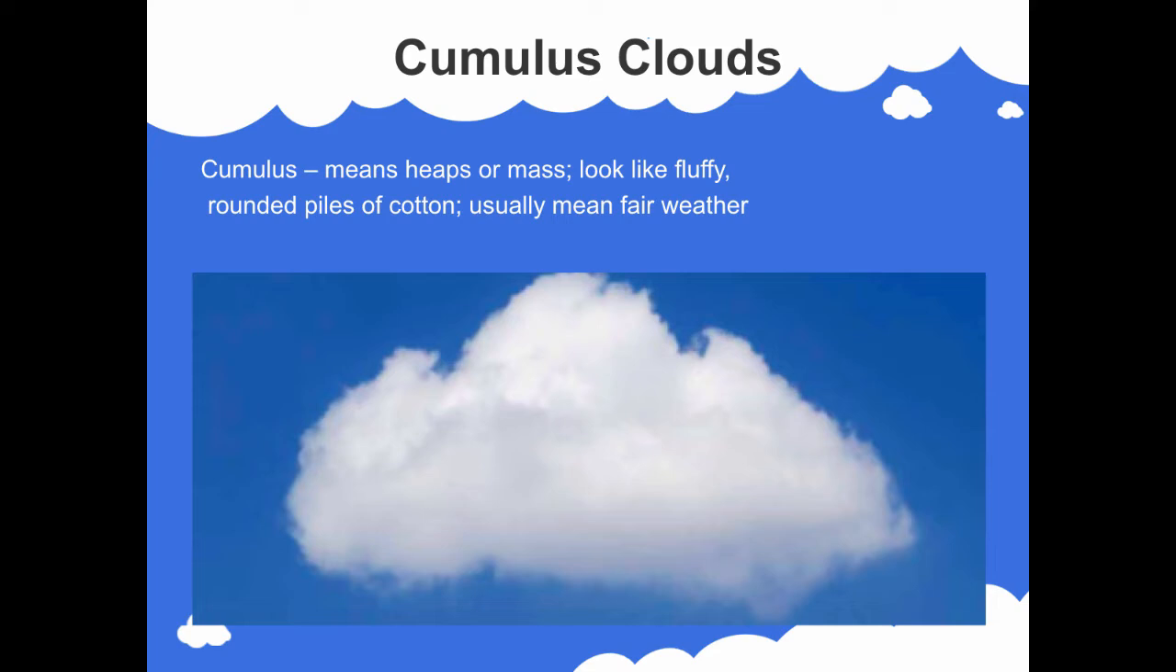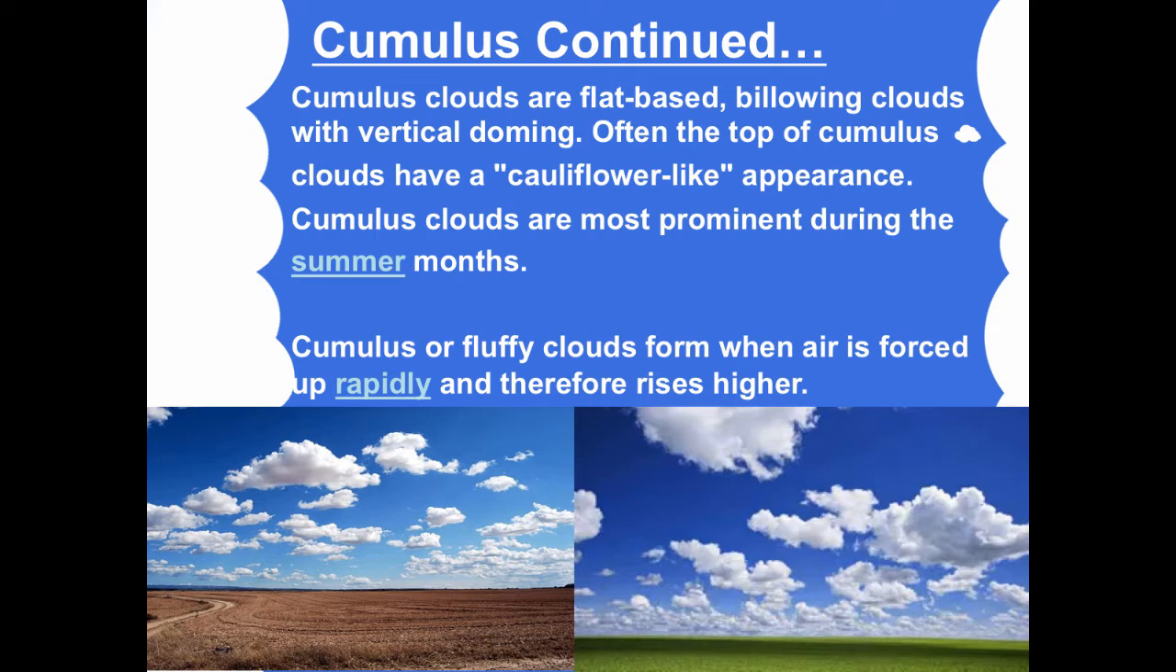So cumulus means heaps or mass. They look like fluffy cotton balls in the air, and they usually have a flatter bottom. And these clouds are usually white. If you see one that starts to turn a bit gray, that means it could be getting pretty thick and heavy and might precipitate. So cumulus clouds are flat-based, billowing clouds with vertical or doming tops, like the Toy Story cloud. And often the tops have a cauliflower-like shape or appearance.